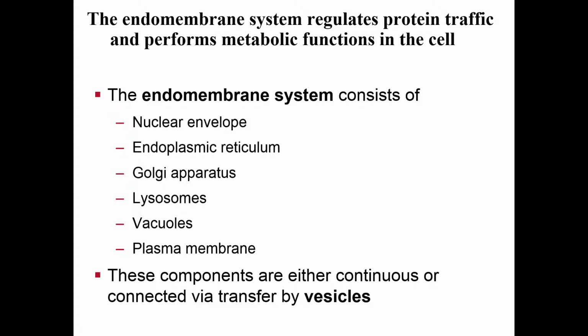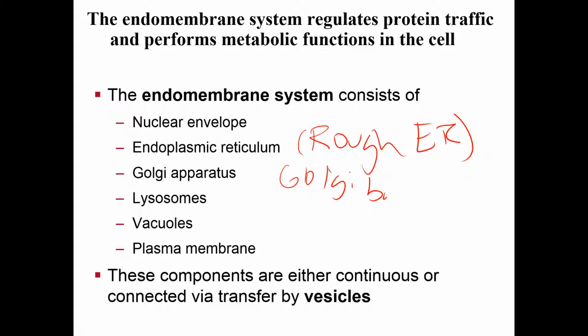The endomembrane system consists of the nuclear envelope, the endoplasmic reticulum, specifically the rough ER, the Golgi apparatus or Golgi body, lysosomes, vacuoles, and plasma membrane. Now your nuclear envelope is interconnected with the rough ER. The rough ER is not directly connected to the Golgi apparatus, but the nuclear envelope and the ER are interconnected membranes.